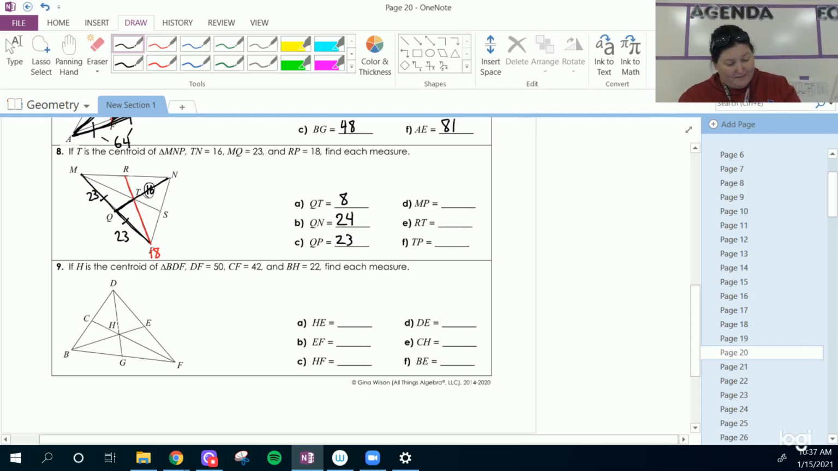MP is the next piece they're looking for. That's this whole side here. So 23 plus 23 is 46. RT is the next one. That's the small piece. I know the whole thing is 18. 18 divided by 3 is 6, which is what this small piece is, 6. And TP is the large piece of the median that I just found the small piece for, which is 12.